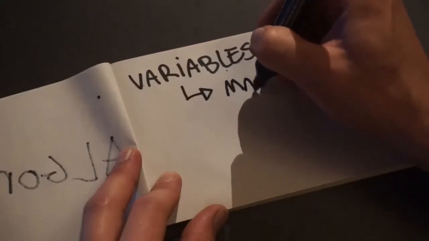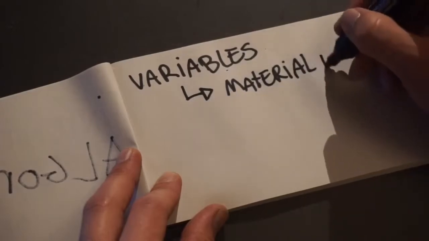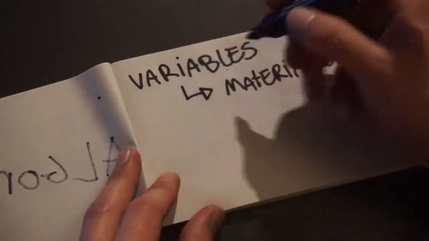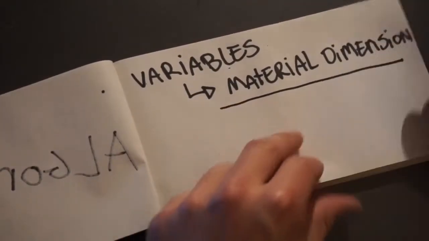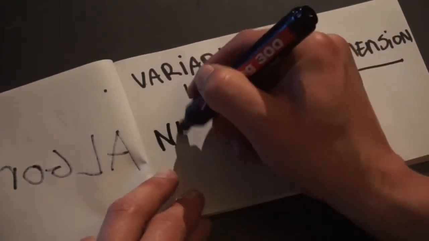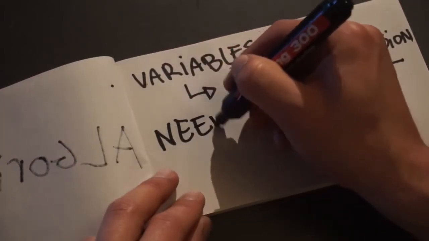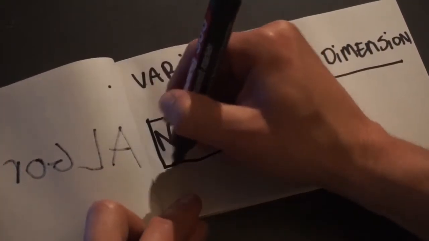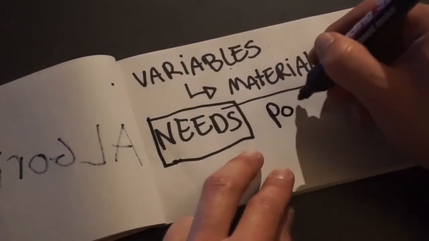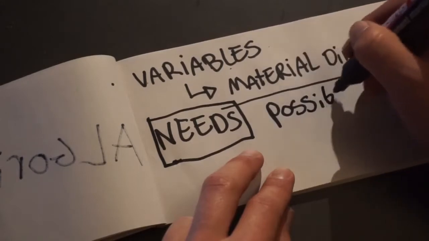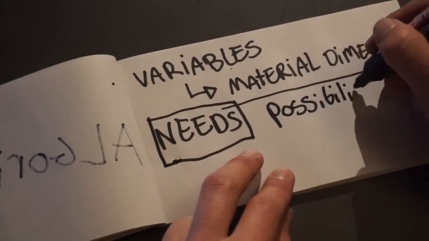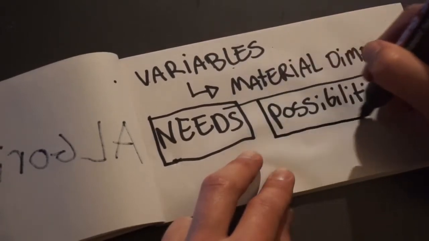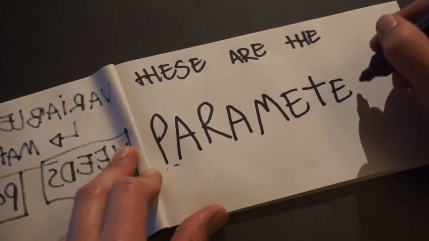The variables of this algorithm exist out of the material dimension, which is based on the needs and possibilities. Needs are user-centered, so they have a certain human skill. They require a certain price or certain user needs. The possibilities are determined by local producers, so they include factors like access to certain materials, machine productions, or specific expertise they require. The needs and possibilities are what I call the parameters.